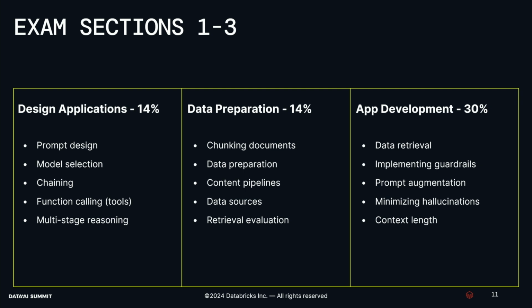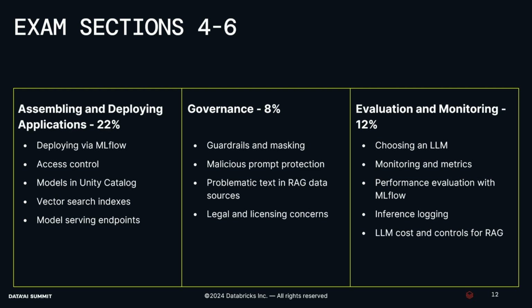Okay. All right, so that's the first half of the exam, and now we're going to go to the second one, exams 4 and 6. Let's take a look at those percentages again. So once again, we see assembling and deploying a lot larger than governance and evaluation. And here's Corey to take us down to the next level.